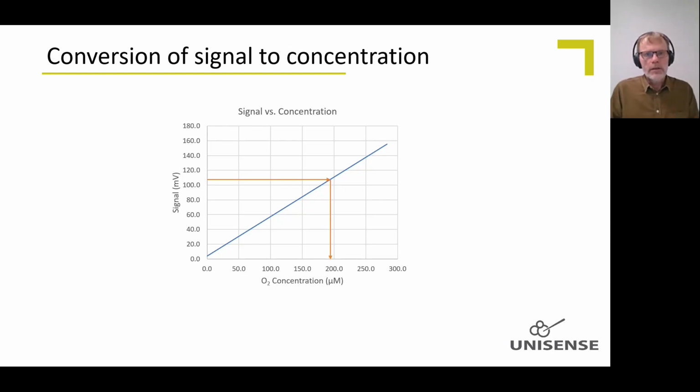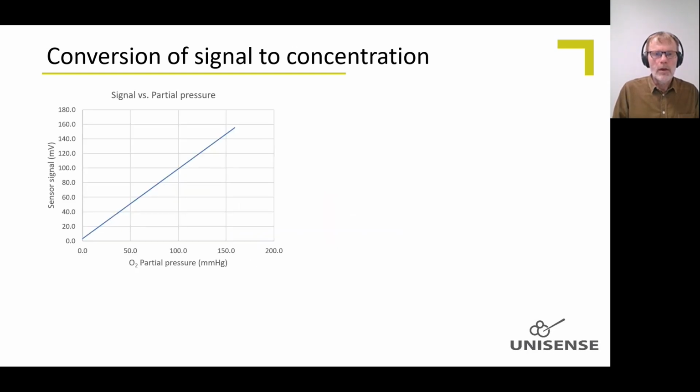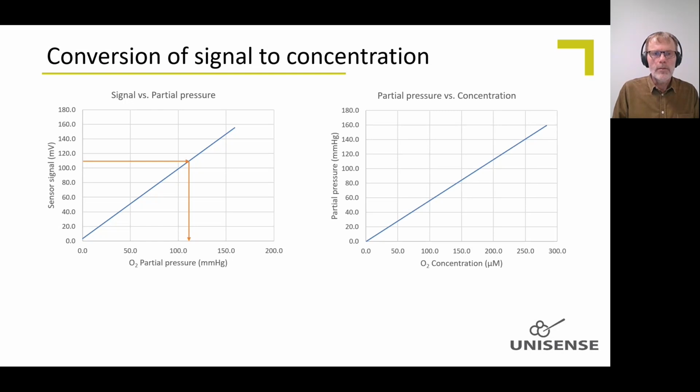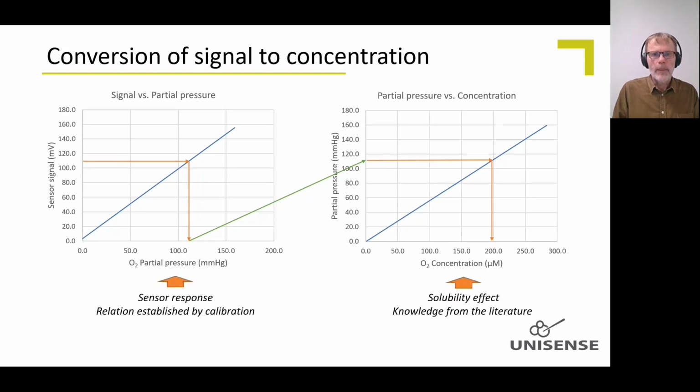So when you convert a signal to concentration, what you would like to do is simply have a millivolt signal and convert that to a micromolar signal. But we split that into first converting the sensor signal into a millivolt signal, the millivolt signal into a partial pressure signal here, and then that is converted into a concentration over here.